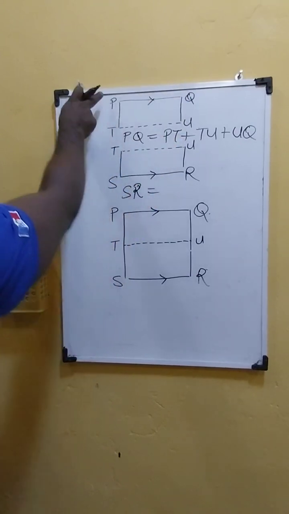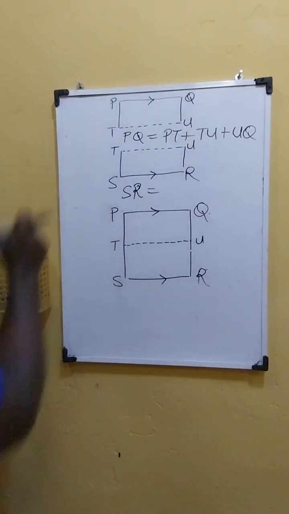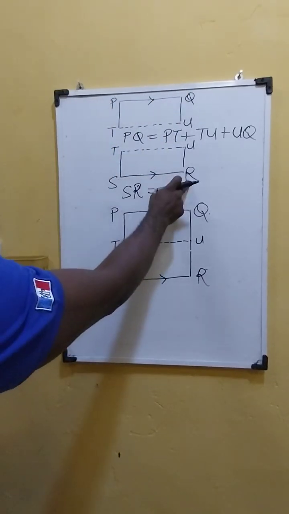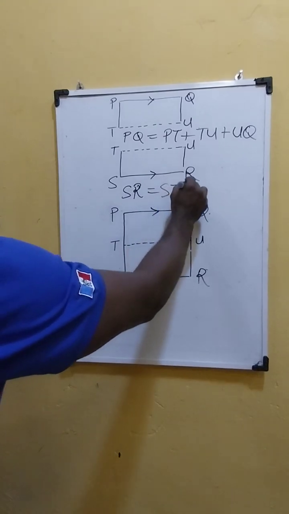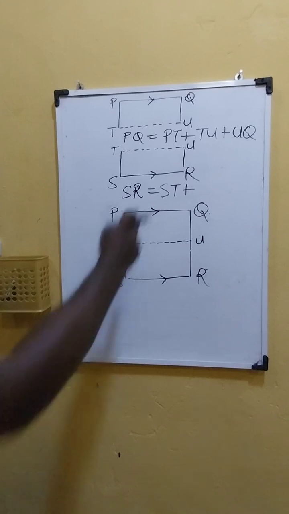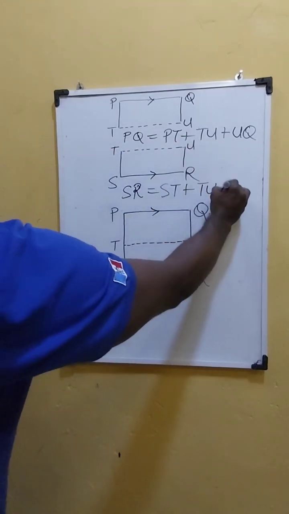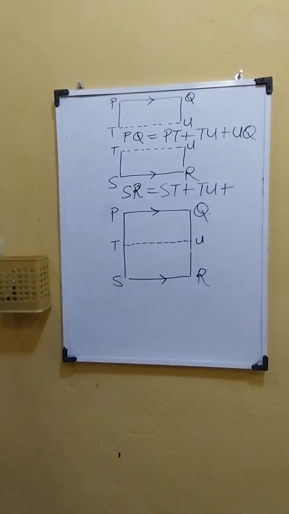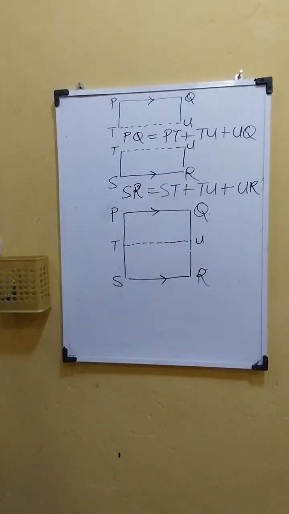PQ is equal to PT. Yes. So if S arrow, what do we go next now? ST. Awesome. ST plus. So what goes next? TU. Yes, this other part now. TU. And then plus what? UR. Awesome. UR. So that is what we have in first place.